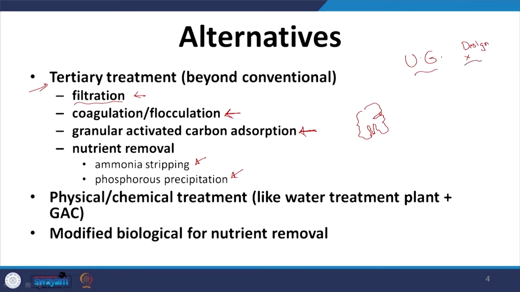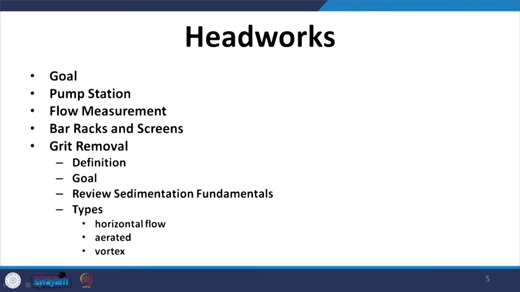We want to spread awareness, certainly, but we want to give out the principle and give you the fundamental building blocks such as mass balance, and let you know what the relevant unit processes are, so that you can use them as and when required. So, headworks, in today's class I will try to cover these aspects, headworks or preliminary treatment.